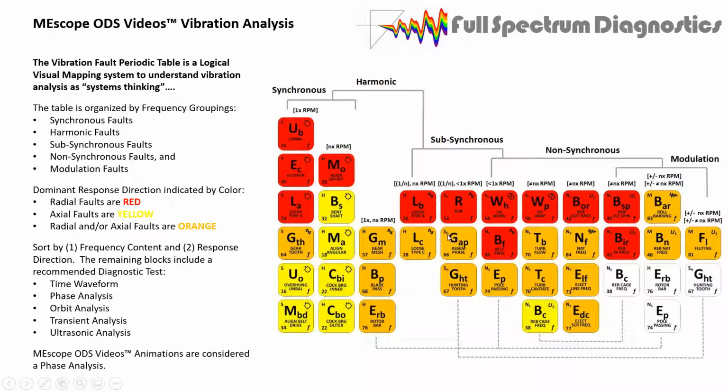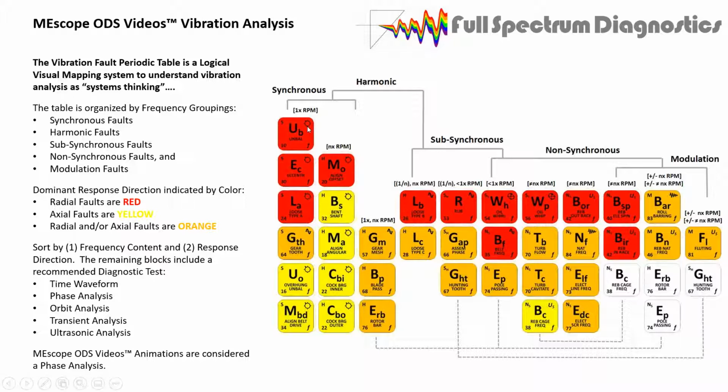Subsynchronous events are things that occur below running speed, less than 1 times RPM. Non-synchronous are just the opposite of harmonics. Harmonics are exact multiples. Non-synchronous response is not exact multiples of running speed. And modulation or beat frequency type faults are over here. Okay, so we can sort it by frequency, we can sort it by direction, and then we're left with, instead of 35 different faults like we see on the table, it'll go down to 11, it'll go down to 4, and then inside each block is what we do next.